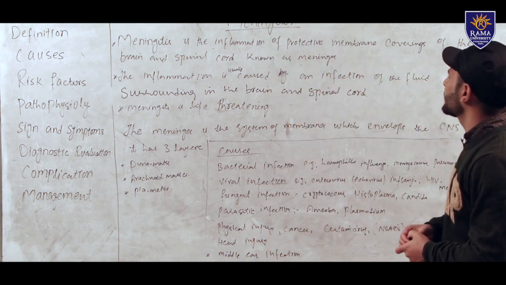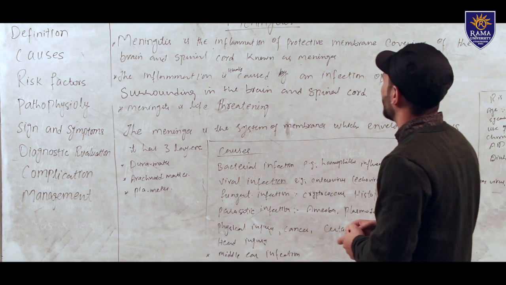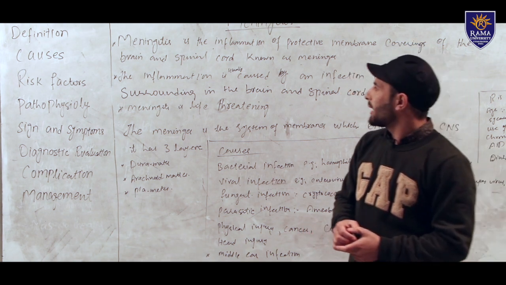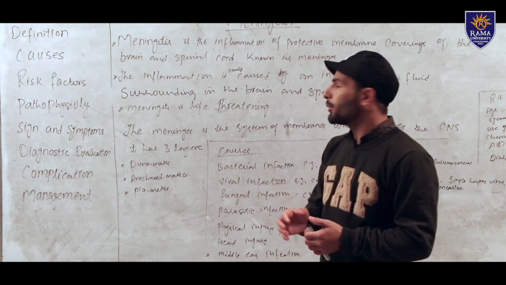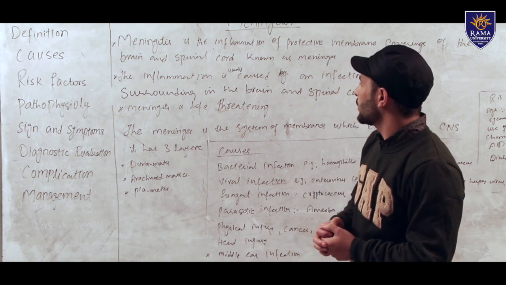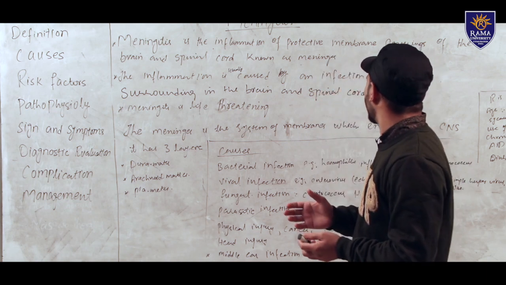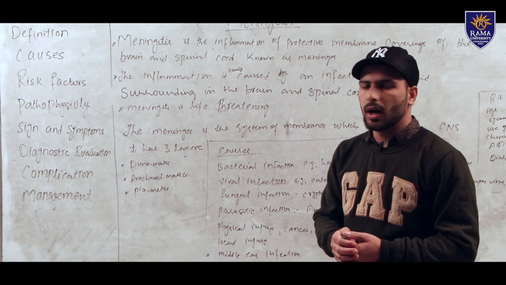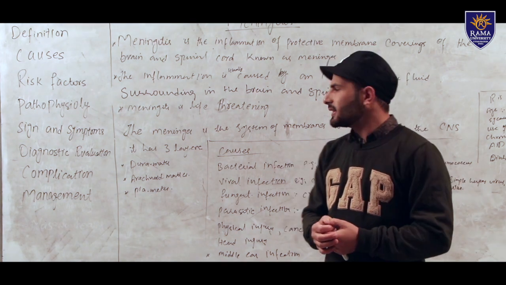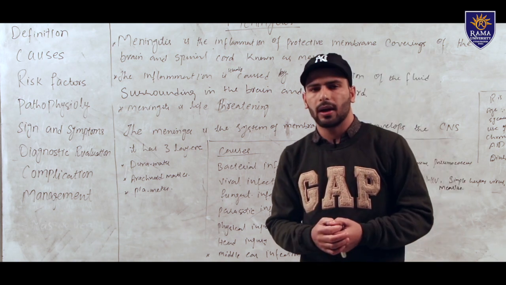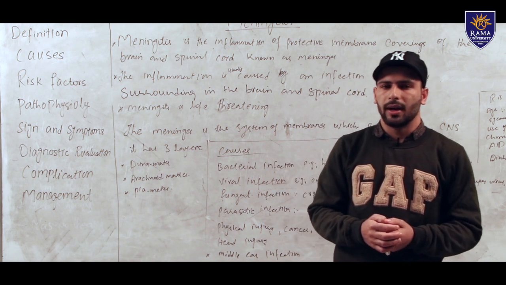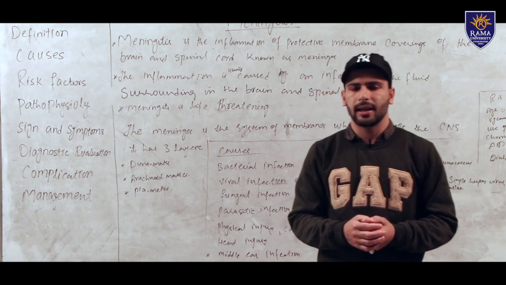Meningitis is the inflammation of the protective membrane coverings of the brain and the spinal cord, known as meninges. The inflammation is usually caused by infection of the fluid surrounding the brain and spinal cord. Meningitis is life-threatening because of the proximity of the inflammation to the brain and the spinal cord. It is classified as a medical emergency.